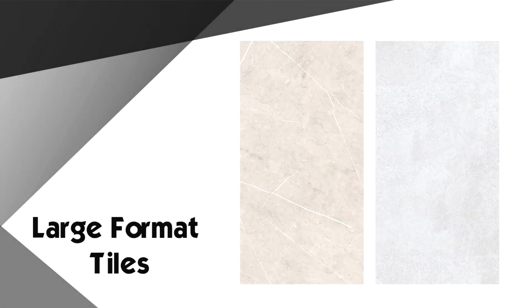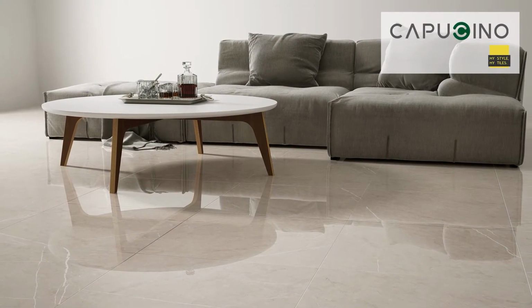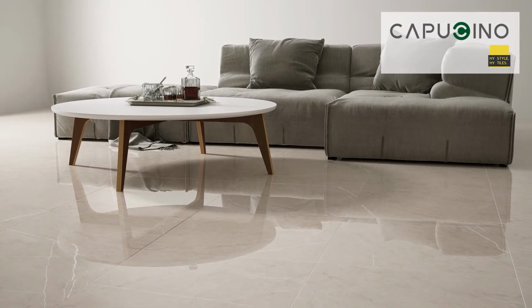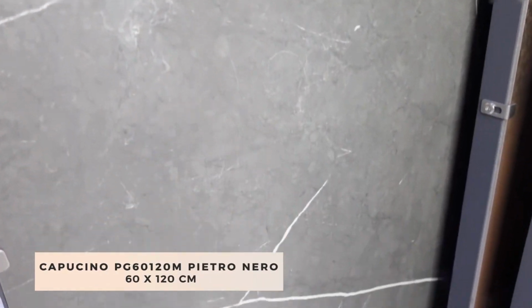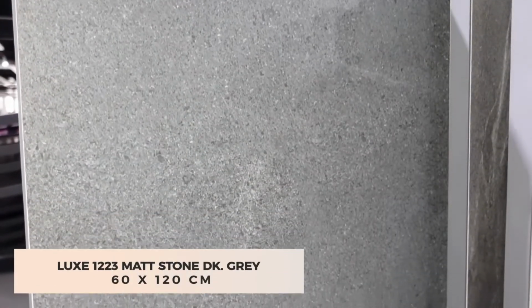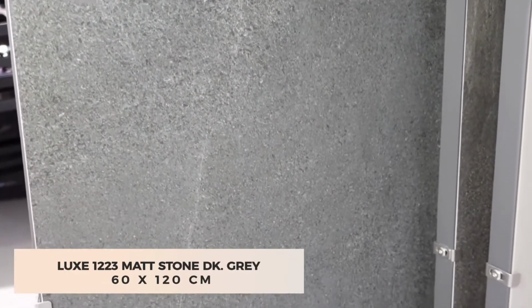Large format tiles. Using large format tile actually makes our room look spacious and clean. The effect of less grout lines makes a seamless look and openness minimalist style. Plain color, subtle white or black marble, and simple stone designs are actually good to use.